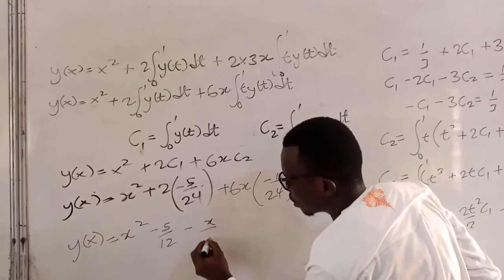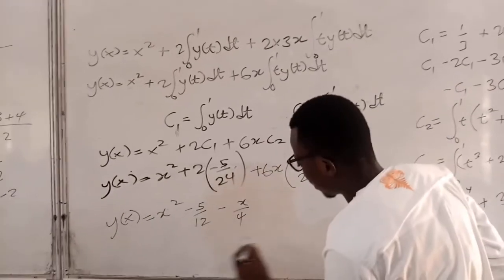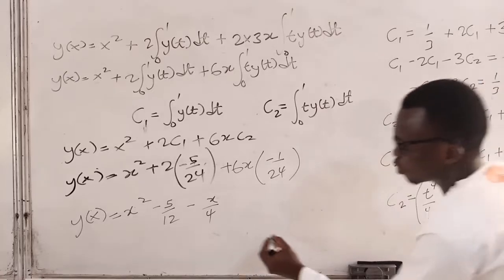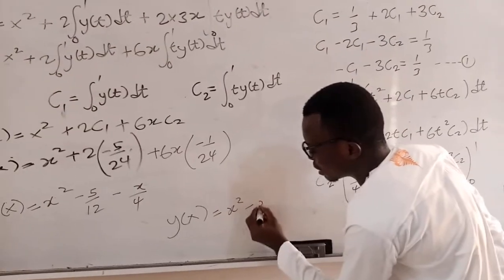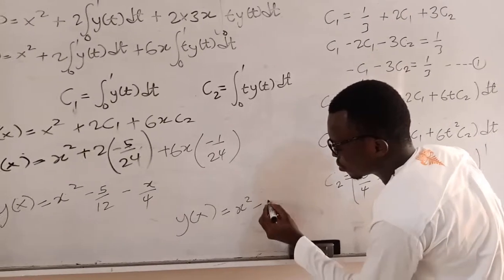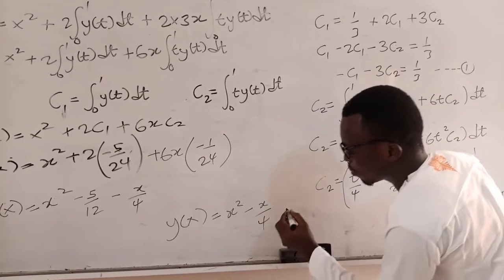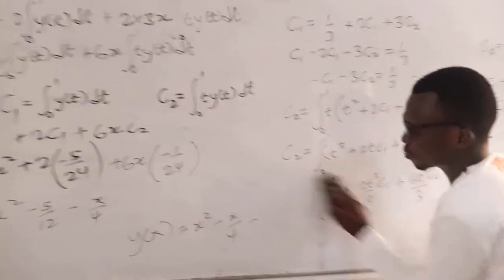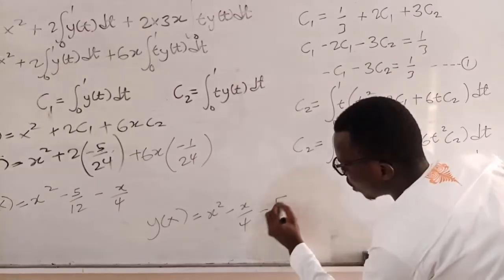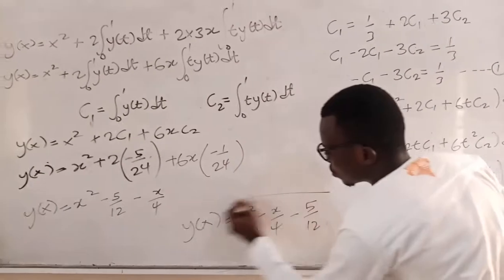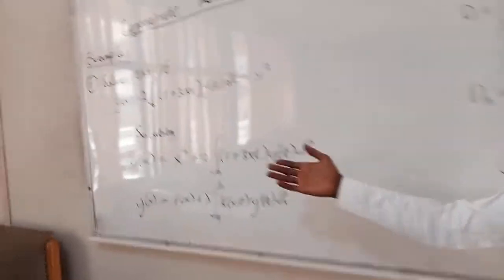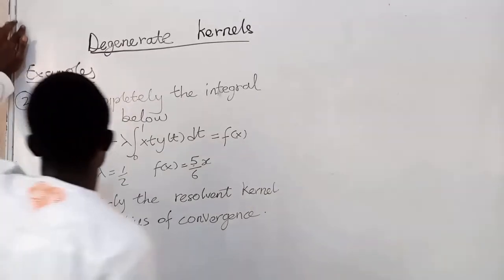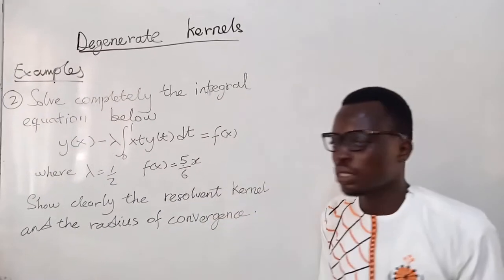s divided by 4. So you can rewrite the solution as y of s to be equal to s squared minus s divided by 4 minus 5 out of 12. So this will be the solution to this integral equation, which has a degenerate kernel. So this is the next example I'm going to look at.